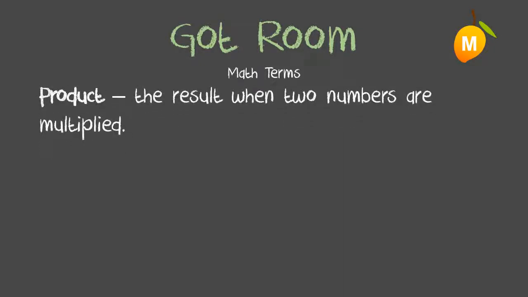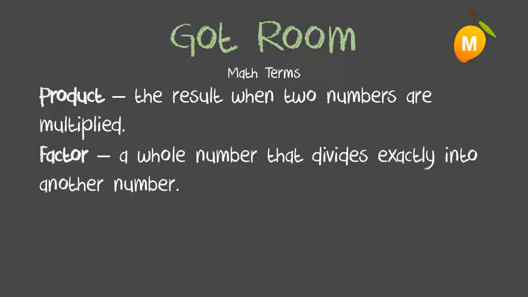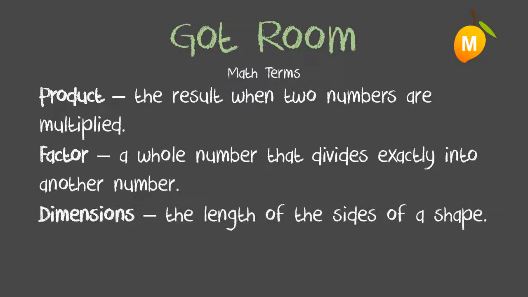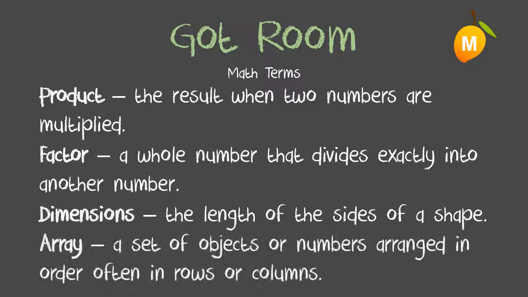Got Room has some math terms to help with understanding, and those terms are product, the result when two numbers are multiplied; factor, a whole number that divides exactly into another number; dimensions, the length of the sides of a shape; and an array, a set of objects or numbers arranged in order, often in rows or columns.